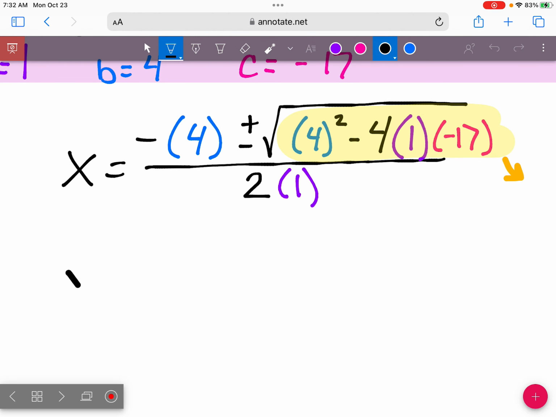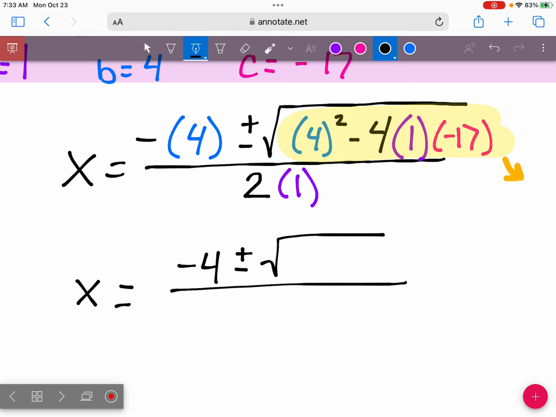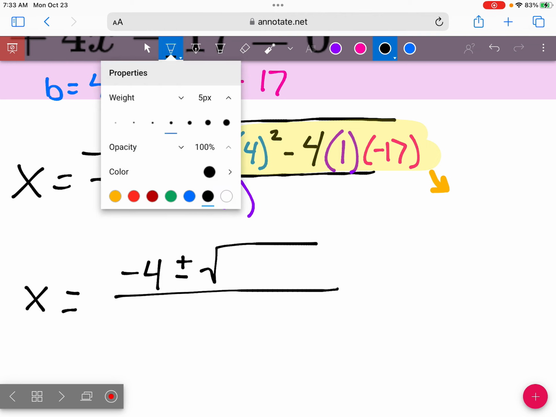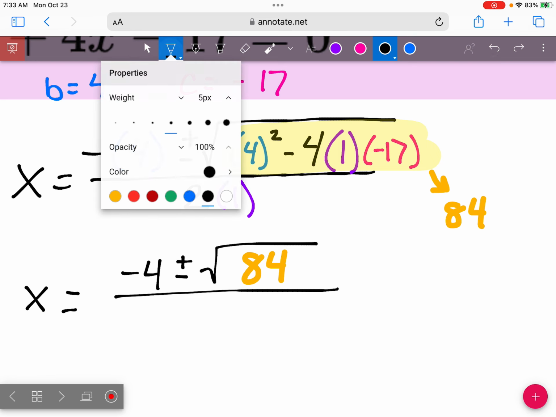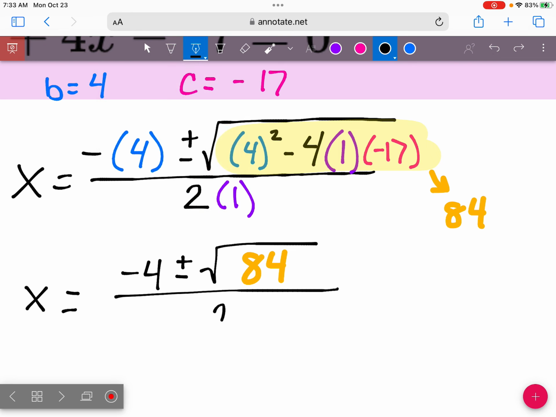So this tells me we have x equals negative 4 plus or minus the square root. And what we got on the calculator was that this piece equals 84. So under the radical, we have an 84, and my denominator is 2. Does everybody see that part?